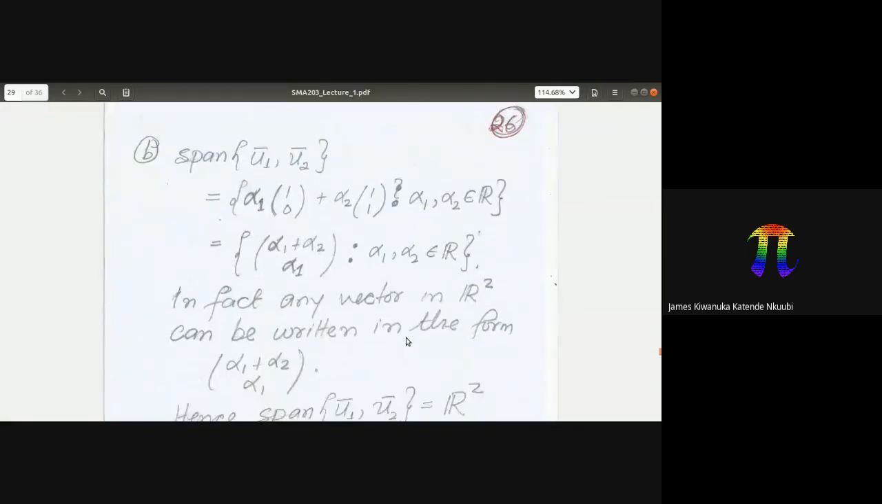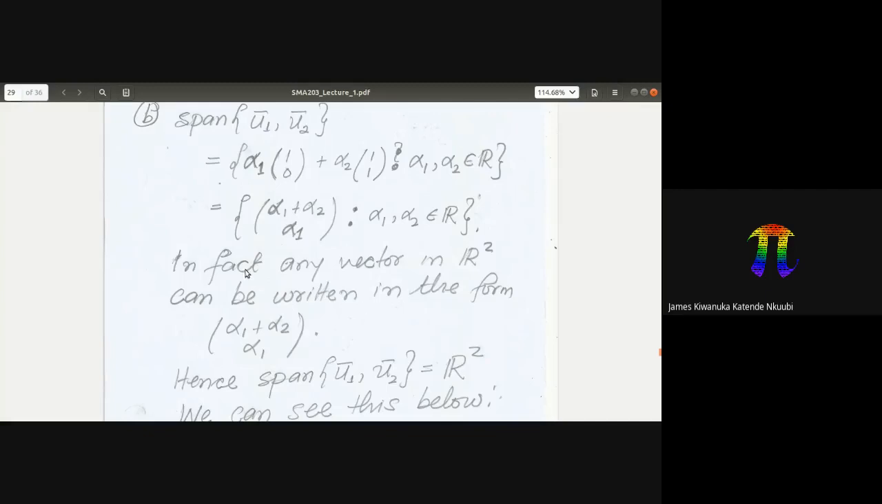So let's look at the next example. To find the span of U1 and U2, again, we need to find all the possible linear combinations of the two vectors. So we set up the linear combinations, alpha 1 times (1, 0) plus alpha 2 times (1, 1), where alpha 1 and alpha 2 are real numbers. When we add this up, we end up with (alpha 1 plus alpha 2, alpha 1), where alpha 1 and alpha 2 are real numbers. So this gives us the set of all possible linear combinations of these two vectors.